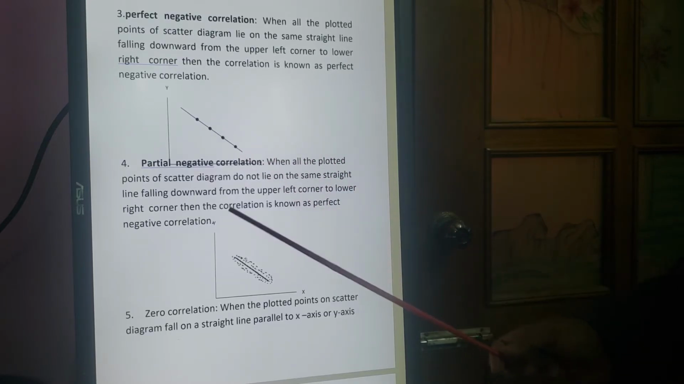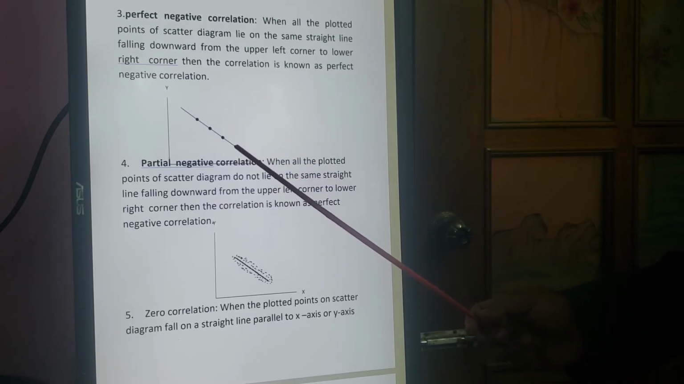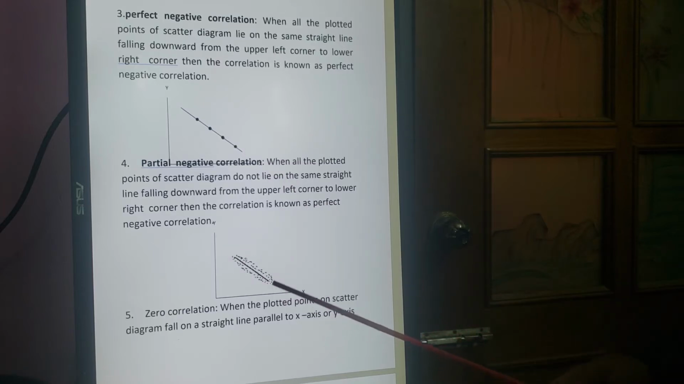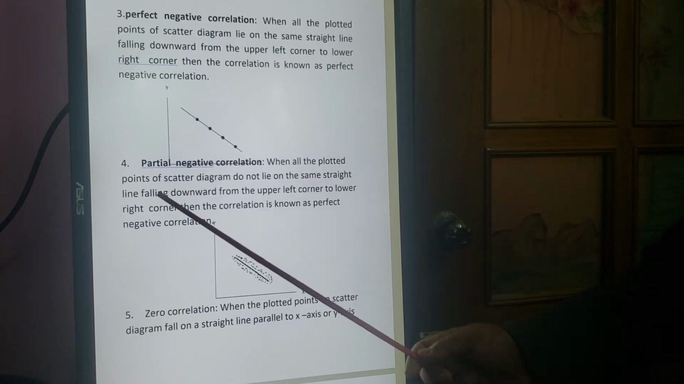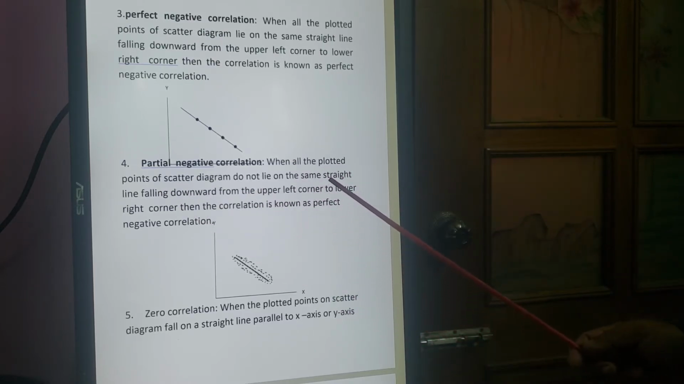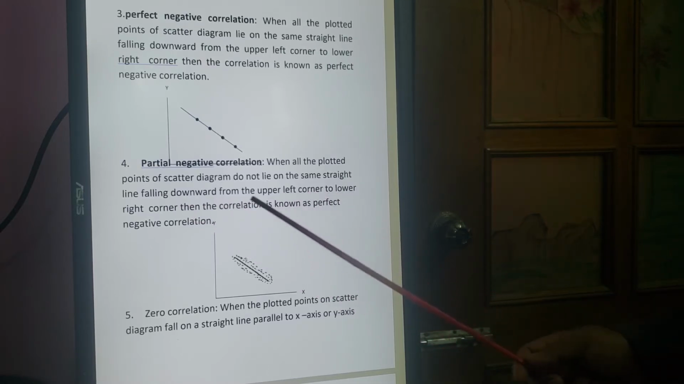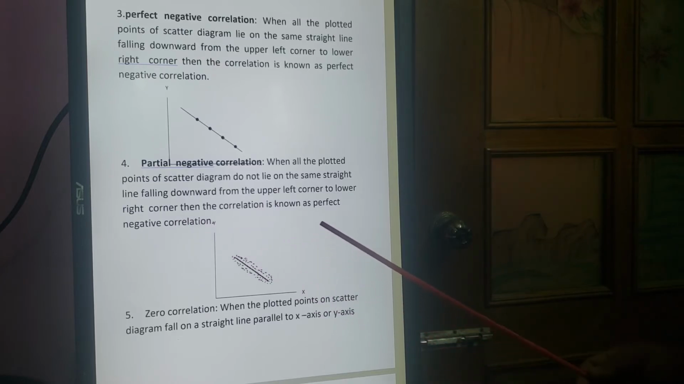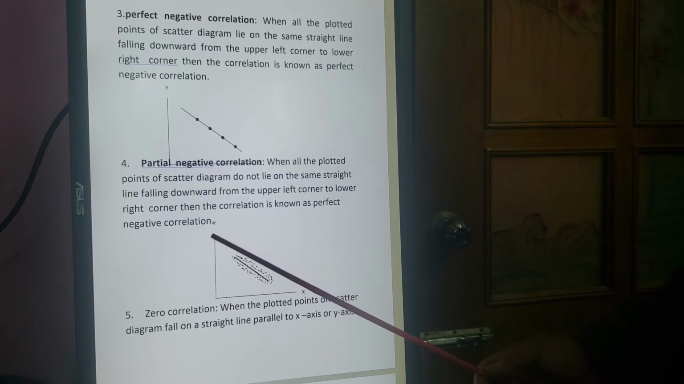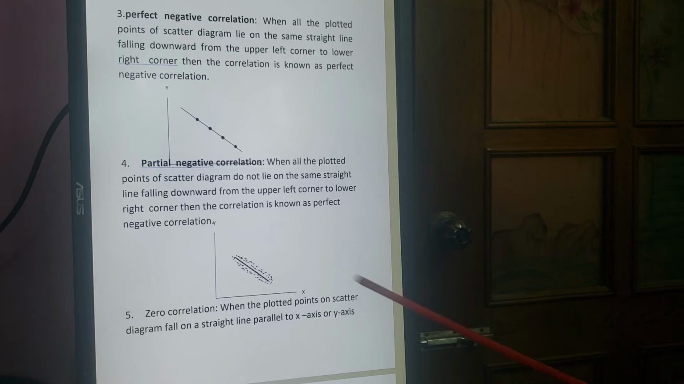The difference between perfect and partial negative correlation: here all the points lie on the same straight line, here the points do not lie on the same straight line. All other things are the same. When all the plotted points of the scatter diagram do not lie on the same straight line, falling downward from the upper left corner to the lower right corner, then the correlation is known as partial negative correlation. Here the points do not lie on the same straight line, and the direction of the line is downward.